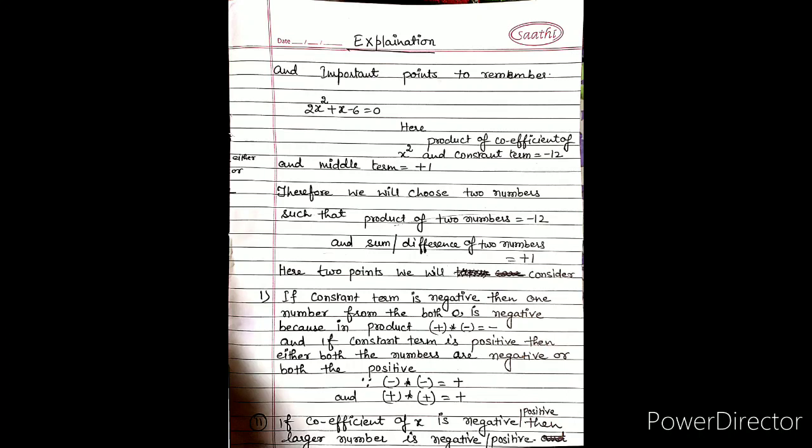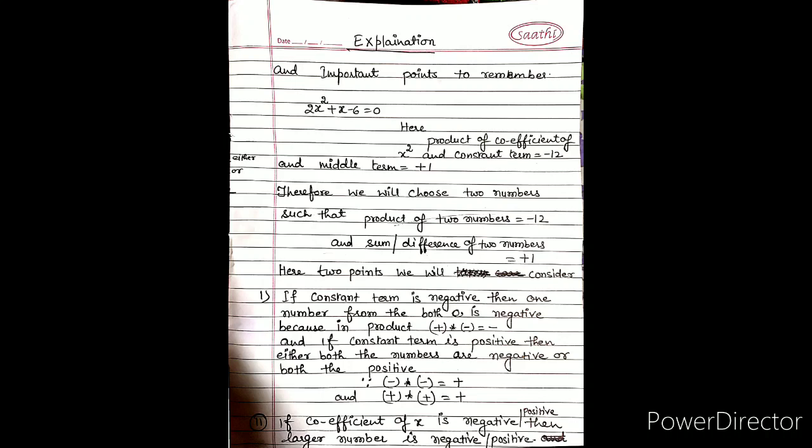Here we have to take into consideration two main points. The first one is: if the constant term is negative, we know that in a product, if one number is positive and the other is negative, then the product will always be negative. So if the constant term is negative, out of the two numbers, one number is negative for sure. And if the constant term is positive, then either both the numbers are positive or both the numbers are negative, because we know that minus minus is plus and plus plus is also plus.